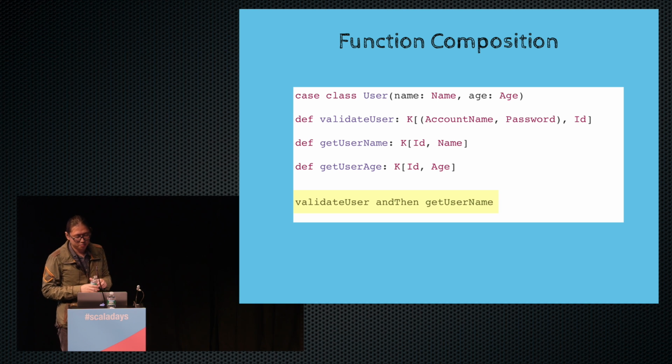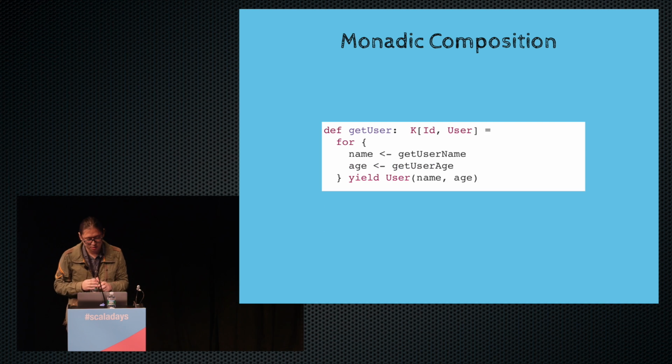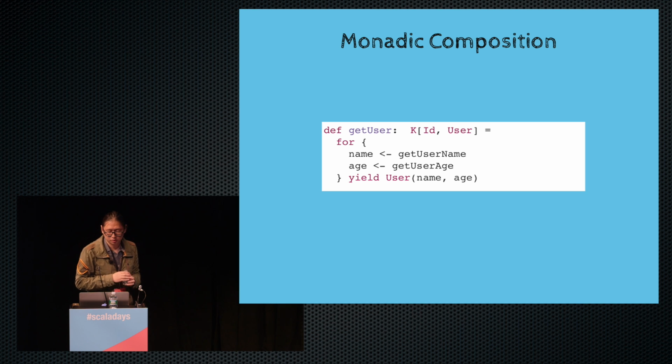The second type of composition you can do with this Kleisli is monadic composition. This Kleisli is actually a monad, so you can say getUserName, getUserAge, and use a new User from name and age. And that gives you a Kleisli from ID to user. Because this getUserName takes an ID and this getUserAge takes an ID too, when you do this monadic composition, it works just like monads. So that's very convenient to use.